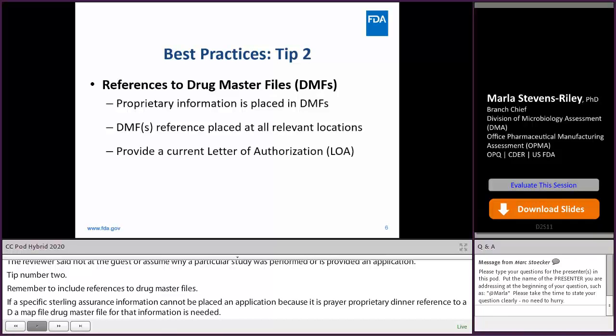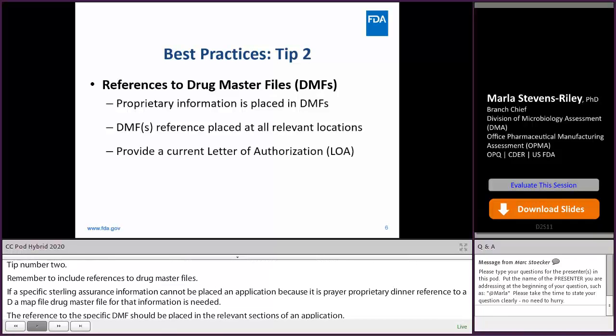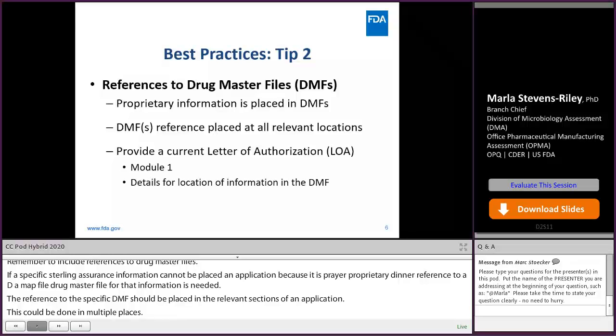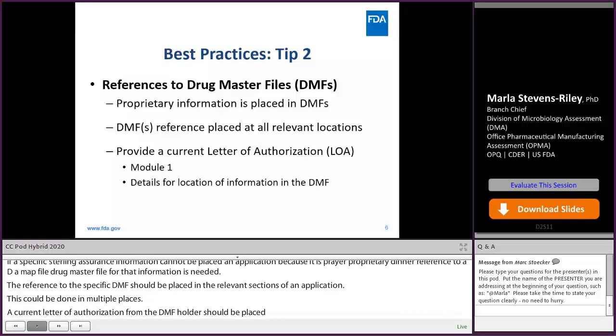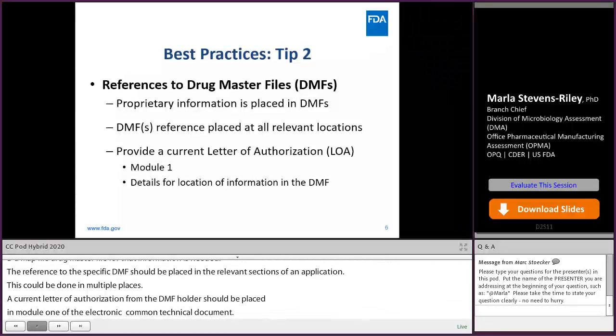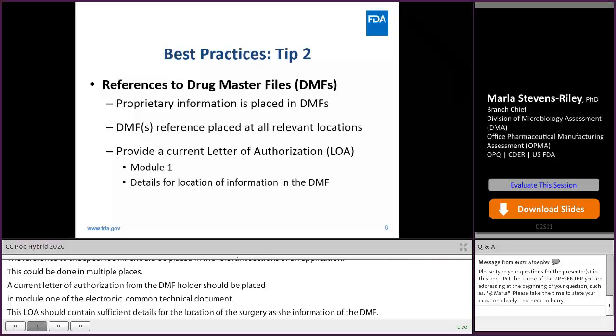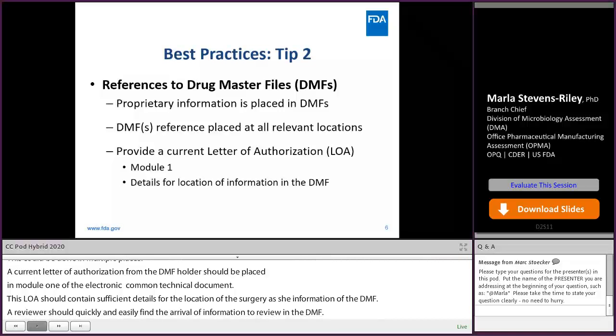A current letter of authorization from the DMF holder should be placed in Module 1 of the Electronic Common Technical Document. This LOA should contain sufficient details for the location of the sterility assurance information in the DMF. A reviewer should quickly and easily find the relevant information to review in the DMF. Details in the LOA should include the date of the specific DMF submission where the information is located and section numbers or page numbers containing the specific information.